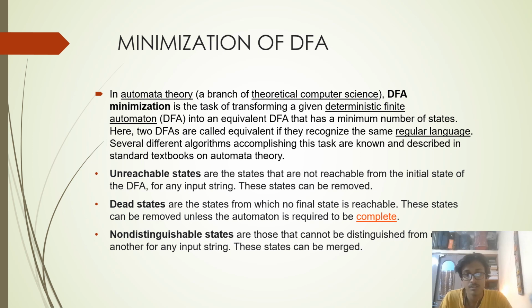The dead states are the states which we have learned earlier. So what are dead states? States from which no final state is reachable. These states can be removed unless the automaton is required to be complete. Non-distinguishable states are those states which cannot be distinguished from any other by any input string. These can be merged.